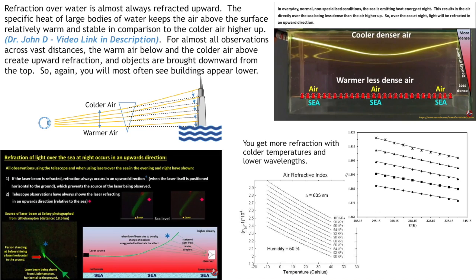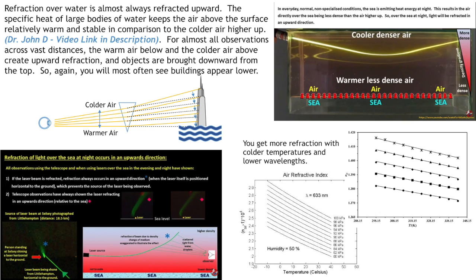But keep in mind, refraction over water is almost always refracted upward. The specific heat of large bodies of water keeps the air above the surface relatively warm and stable in comparison to the colder air higher up. Again, video link in the description. So for almost all observations across vast distances, the warm air below and the colder air above create upward refraction of an object, and the objects are brought downward from the top. So again, you will most often see buildings appear lower than they actually are.